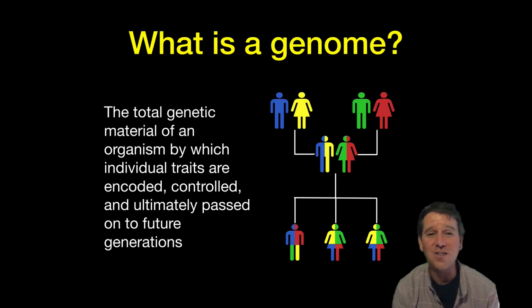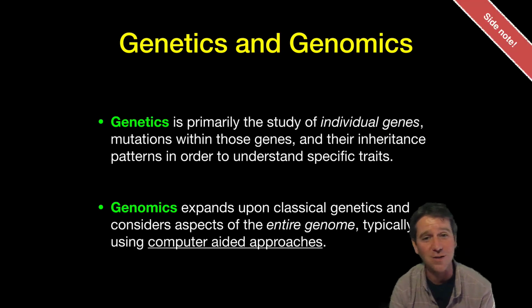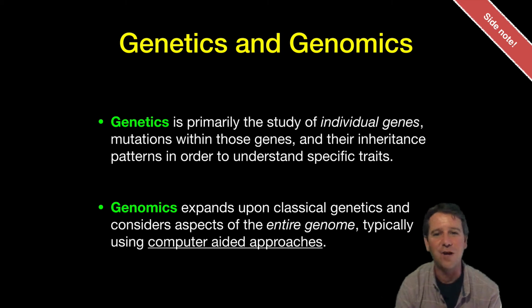So a genome, of course, is the total genetic material of an organism by which individual traits are encoded and controlled and ultimately passed on to future generations. Recall, of course, that we're a mosaic of the genetic material from our ancestors, half from mum and dad, right the way back through the generations. And this, of course, motivates genetics and the study of traits and variations in genes.